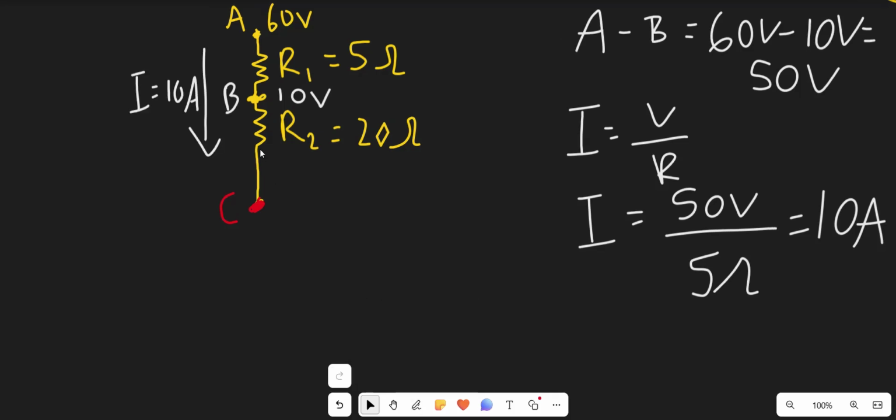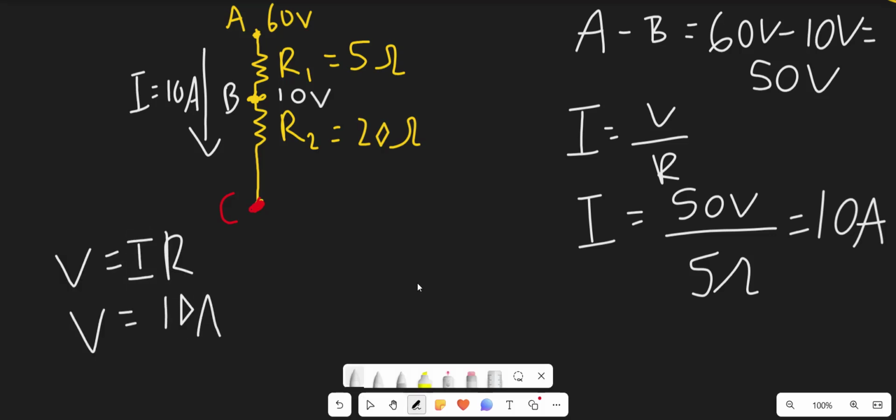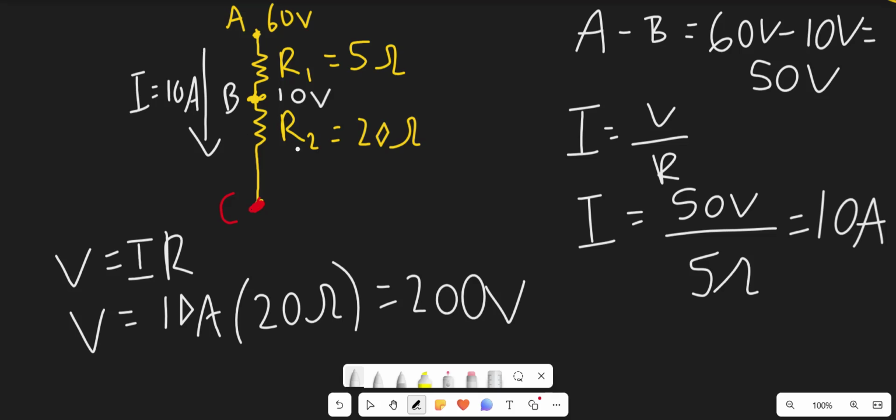And to find the voltage drop across resistor 2, we simply take the current that we found and multiply it by the resistance value of R2. So let's use Ohm's law. It will be V equals IR. I is 10 amps, and then the resistance is 20 ohms. So that's going to be 200 volts. So this is our voltage drop across resistor 2.